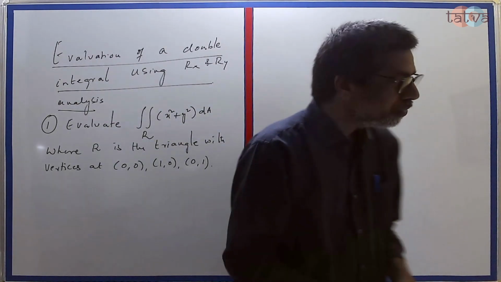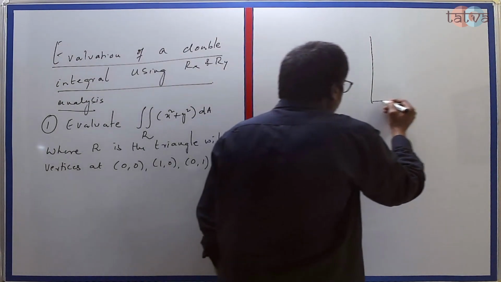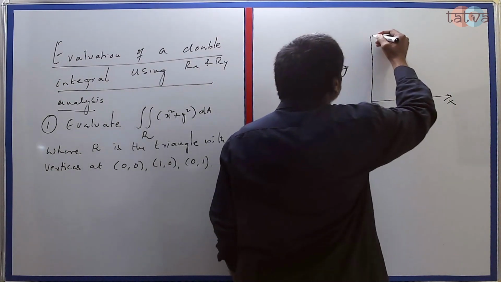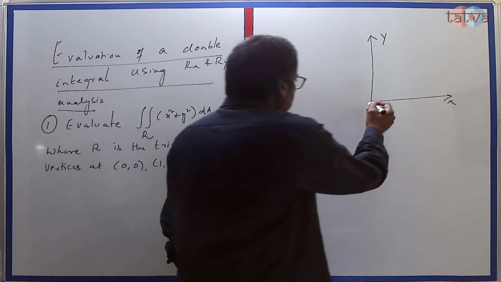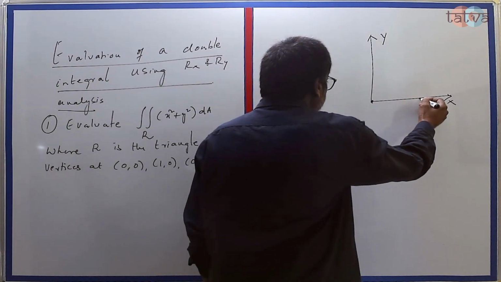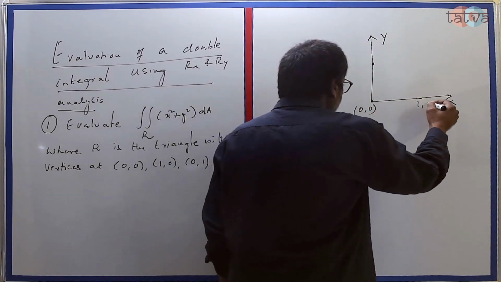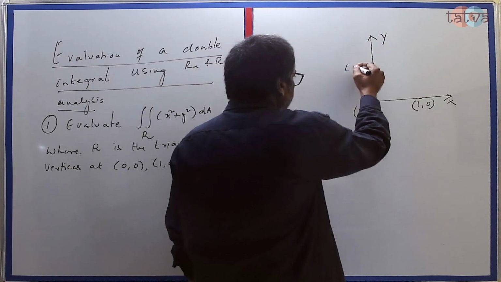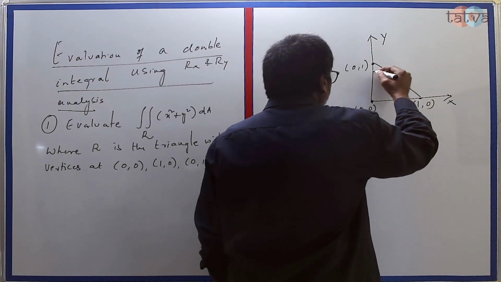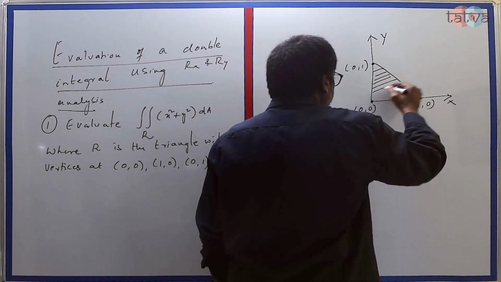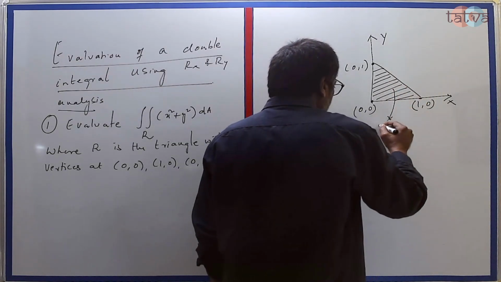So let us draw the reference frame and show the three corners of the triangle. This is the origin. (1, 0) will be on the x-axis, (0, 1) on the y-axis, and this is the region of integration. So I'll call it R first.